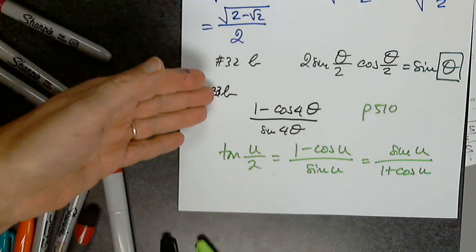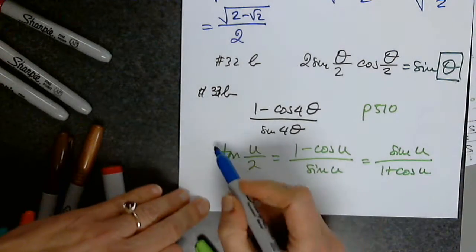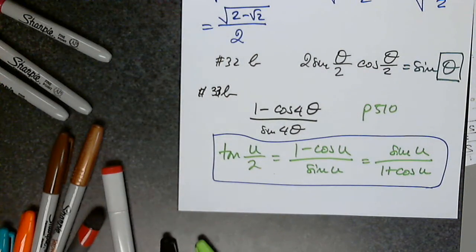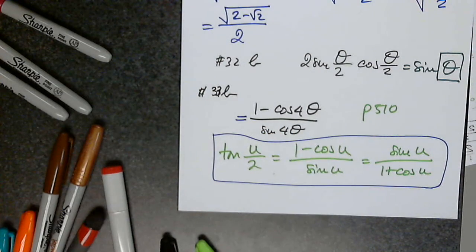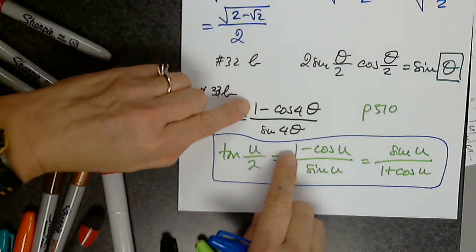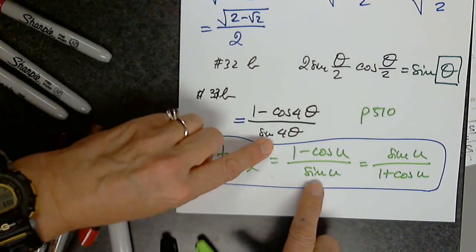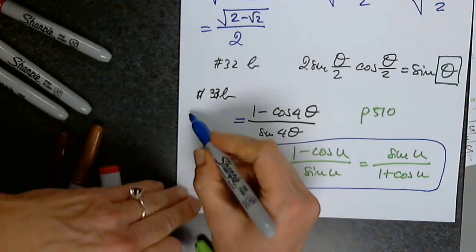So now we can answer 33b. And please tell me, how will you answer 33b? Look at these 2 options for tangent u over 2. And tell me, what will you say 1 minus cosine 4 theta over sine 4 theta will equal to? This is 1 and 1. This is minus and minus, right? This is cosine, cosine, and this is sine, sine. So obviously it's this formula. The question is, it has to be a tangent. We agree with that, right?